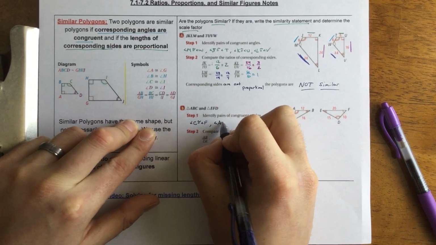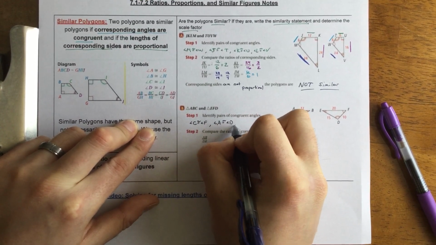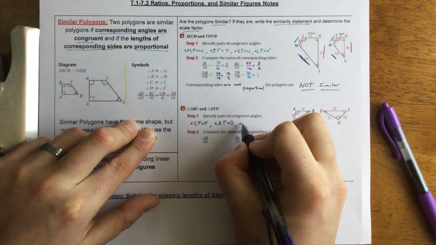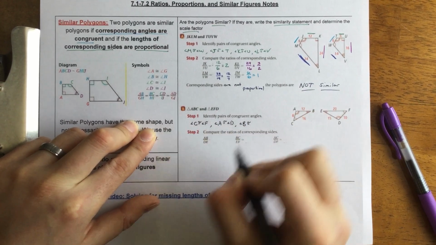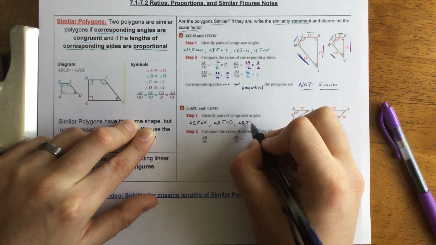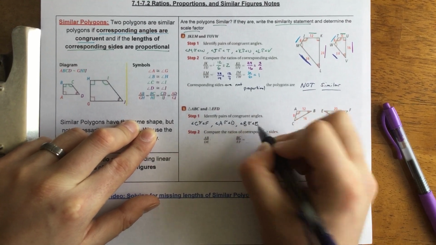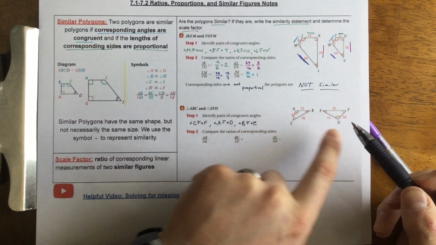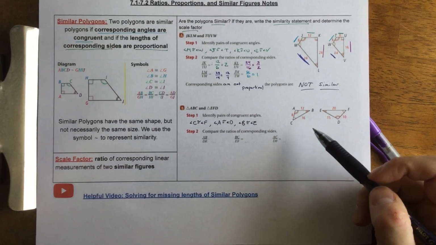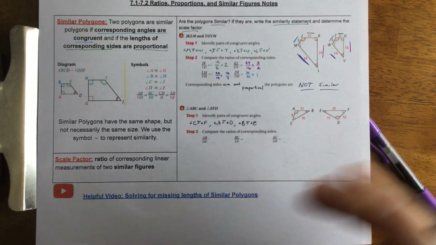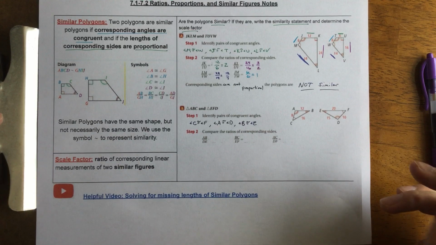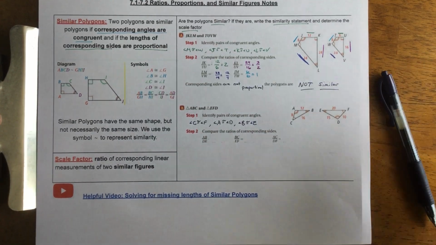Angle A is congruent to angle D, and angle B is congruent to angle E. I'm going from left to right each time. You want to stay consistent about which direction you're going as you do these, and that'll affect your corresponding sides as well. So let's take a look at the first one.